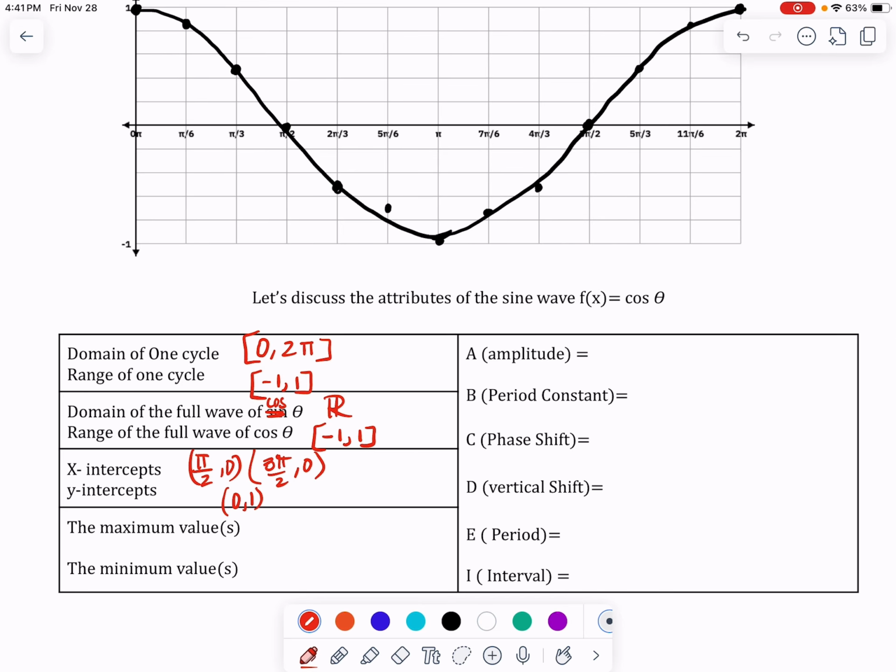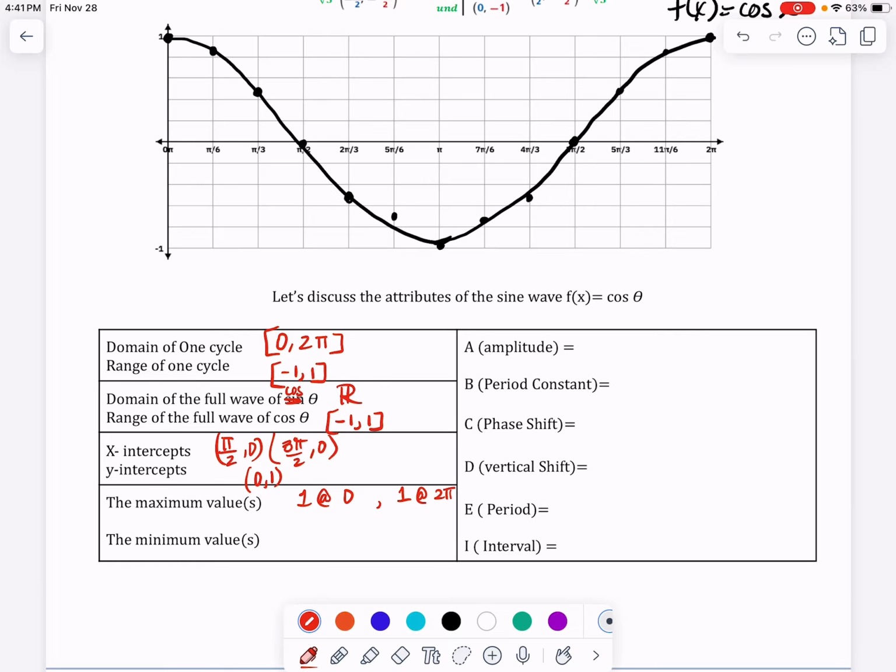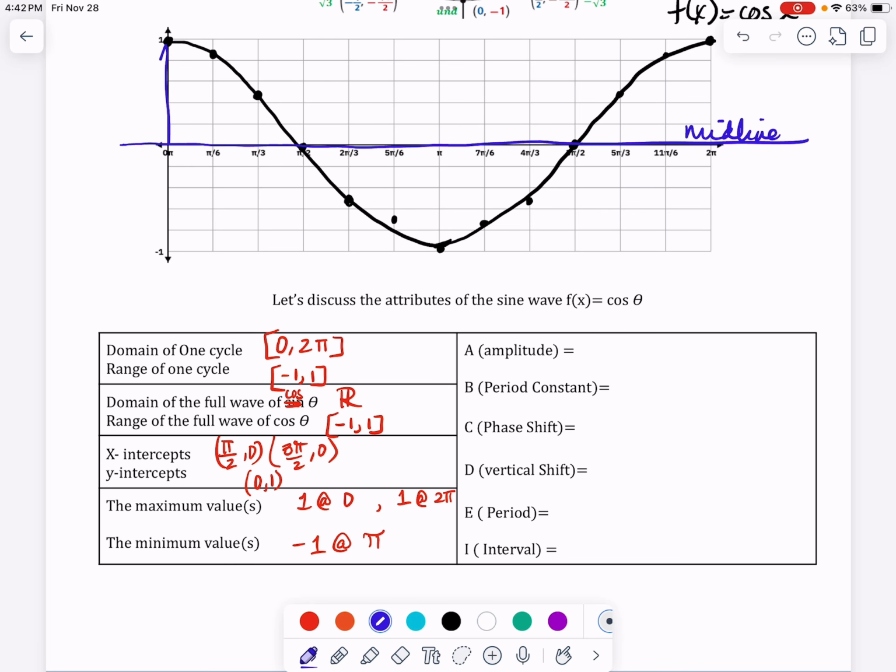The maximum it reaches is 1, which is at 0 radians. And then it reaches 1 again at 2 pi, and it continues to do that over its entire cycle. The minimum value is negative 1, which it reaches at half its cycle, at pi. Same idea applies. This is referred to as the midline, and the height of the wave above or below the midline is referred to as the amplitude. So the amplitude of the cosine wave is also 1.